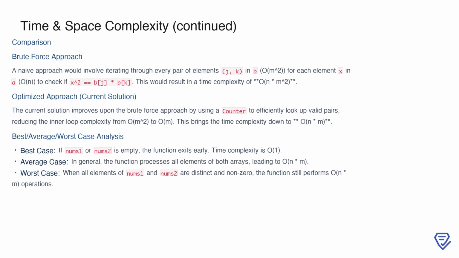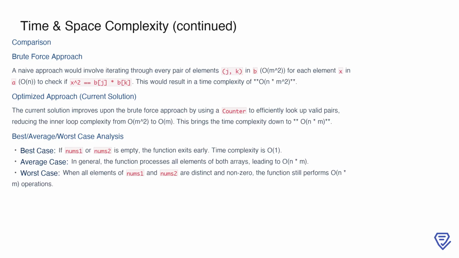When comparing the optimized solution to a brute force approach, the improvements become clear. A naive method would involve iterating through every pair of elements in B for each element in A. Specifically, for each x in A, we would check all possible pairs, j, k, in B to see if x_squared equals the product of B[j] and B[k]. This leads to a time complexity of n*m squared, as the inner loop would have m squared iterations. In contrast, the optimized approach uses a counter to reduce the inner loop complexity from m squared to m, resulting in a significantly improved time complexity of n*m.